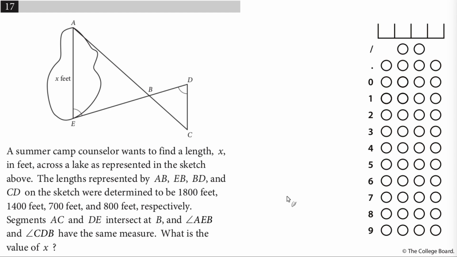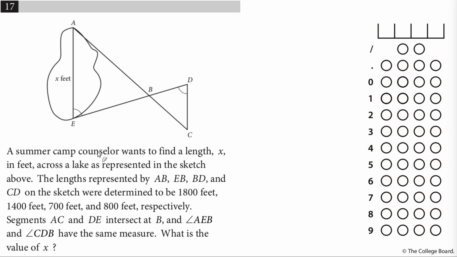All right, give this a shot. Okay, so a summer camp counselor wants to find a length x in feet across a lake as represented in the sketch above. The lengths represented by AB, EB, BD, and CD on the sketch were determined to be 1800 feet, 1400 feet, 700 feet, and 800 feet, respectively. Segments AC and DE intersect at B, and angles AEB and CDB have the same measure. What is the value of x?